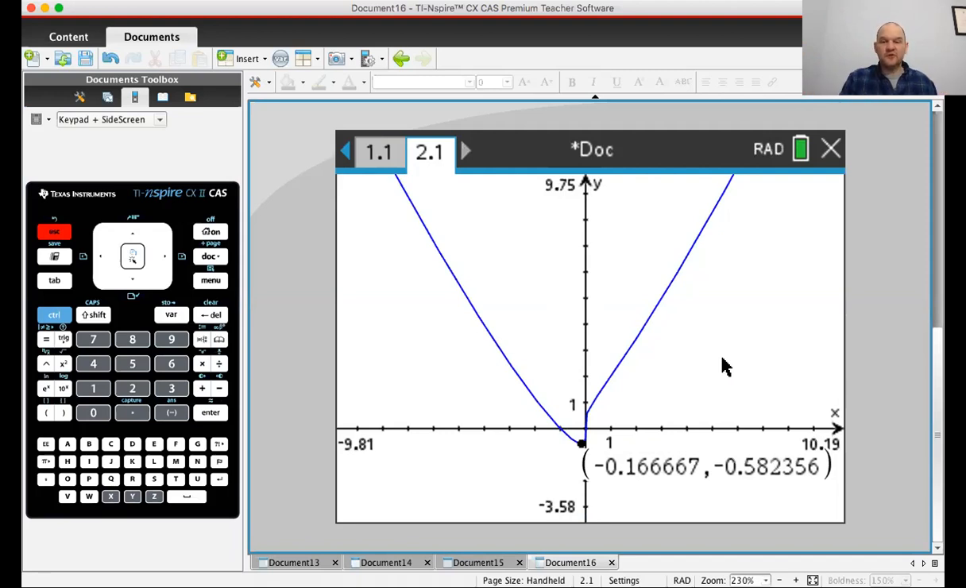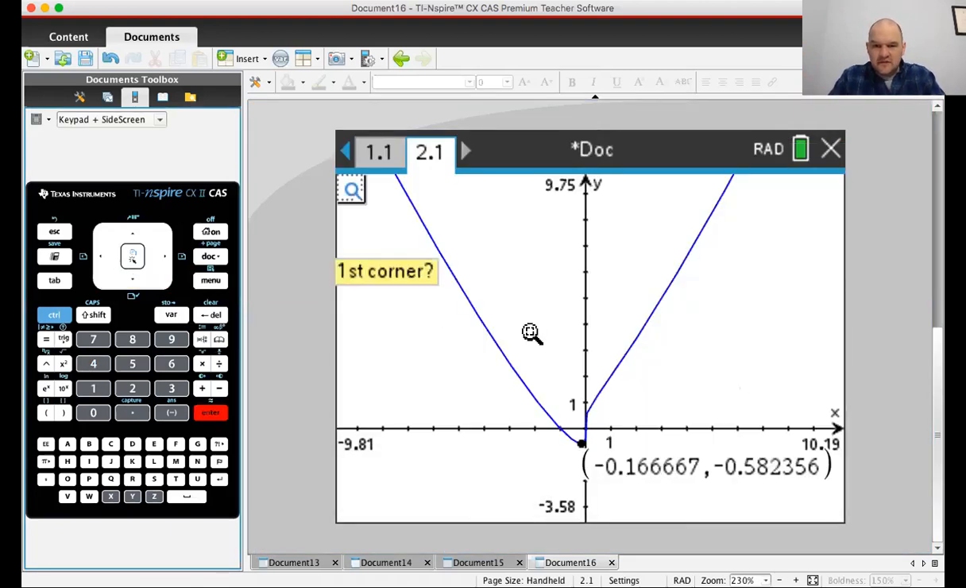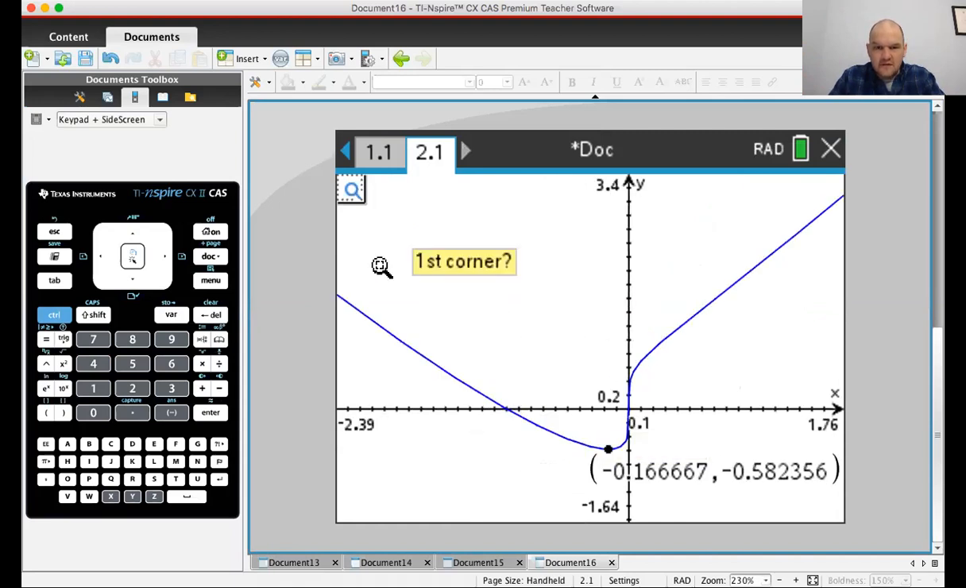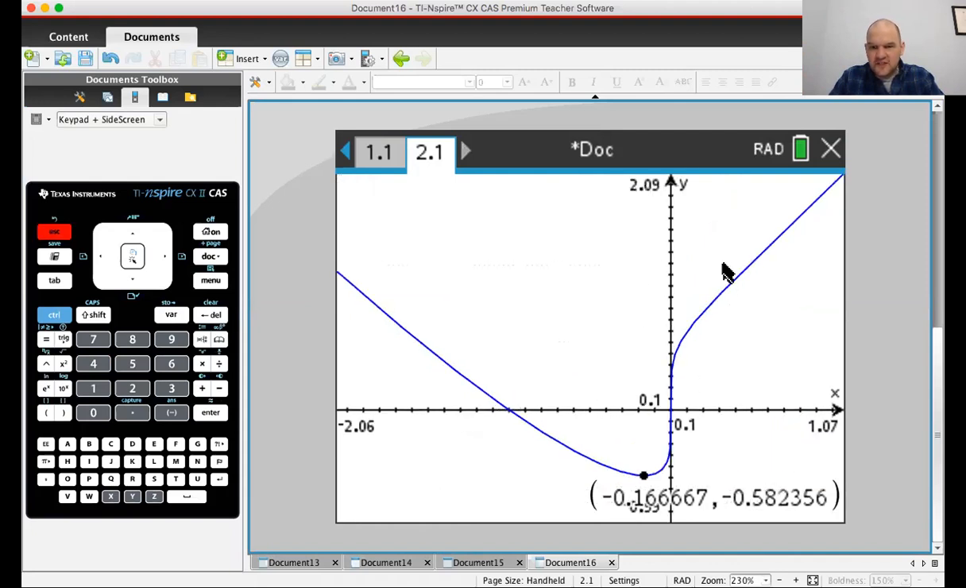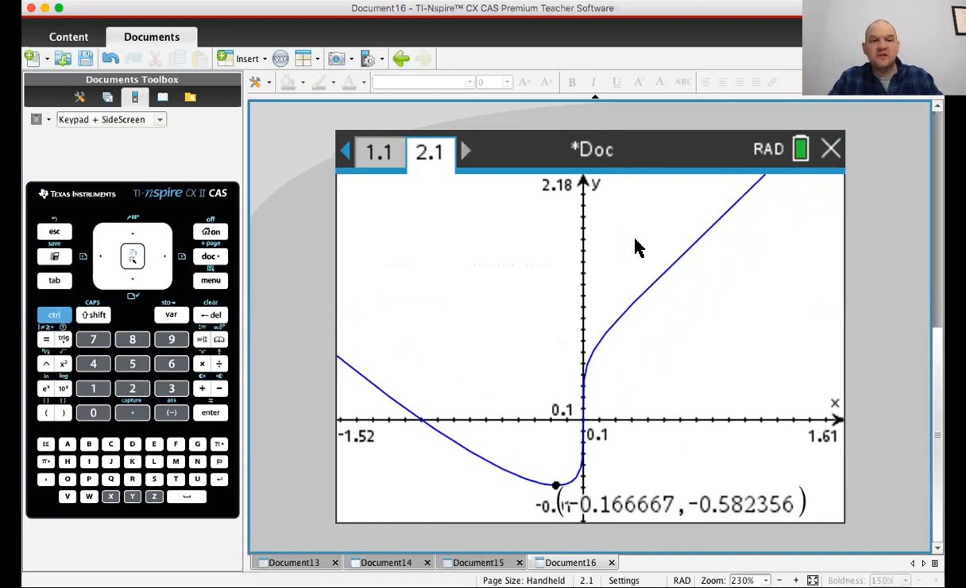There's something very weird going on around 0. In fact, let's zoom box around there and see if we can get a better idea. So this is a very extreme point of inflection, I think, at 0, and a much subtler one at 2/3. So we got all of our increasing, decreasing, we got the minimum correct, we got the zeros of the function correct. Concavity. Let's see if the calculator can do it.